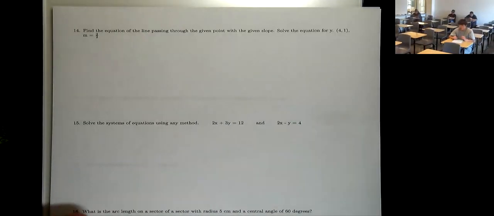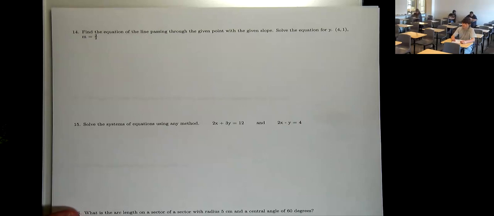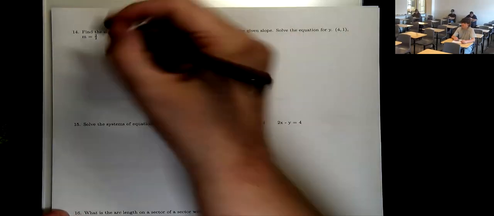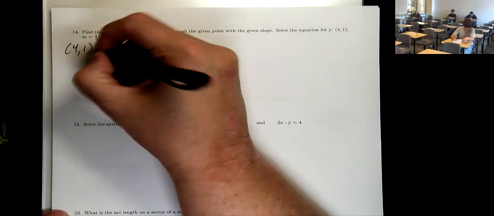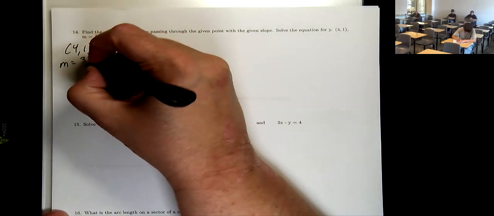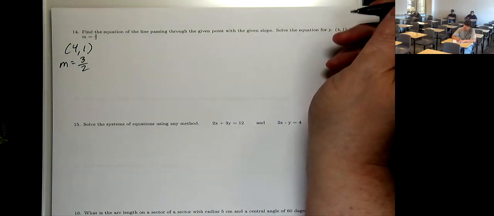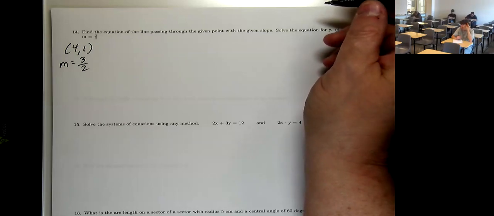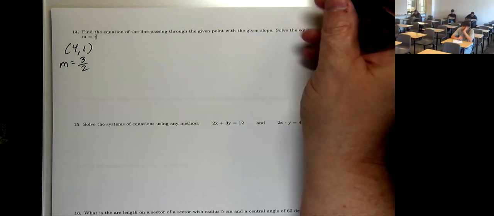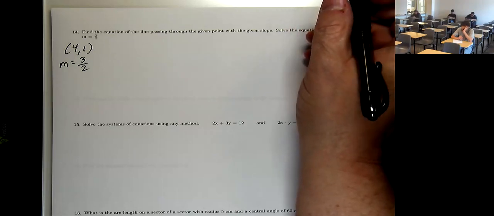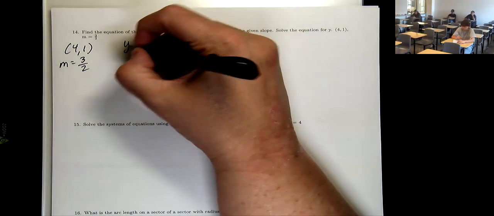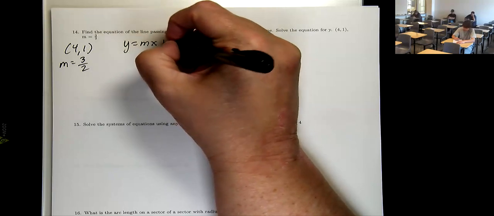All right, this one says find the equation of the line passing through the given point with the given slope. The given point is (4, 1). The given slope is 3/2. The equation most people remember actually requires more work, but the one that most people remember is y = mx + b.